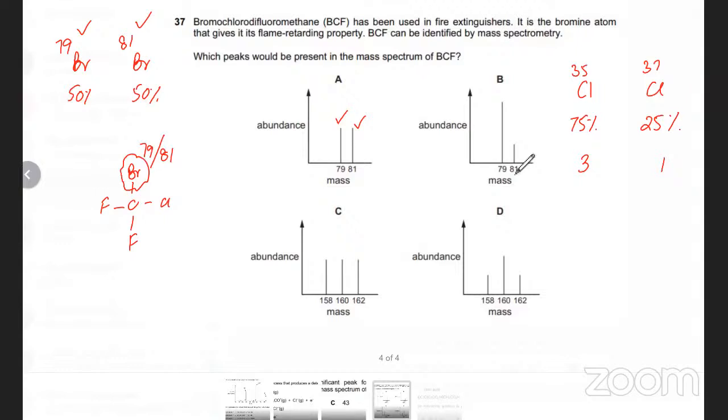Would chlorine be 35 and 37 then on this B graph? Okay, so if you were to detect a chlorine fragment, chlorine would be detected at a mass of 35 or at a mass of 37. Firstly, there is no 35 getting detected. There's no 37 getting detected, right? So chlorine is not an option over here. Is that clear?